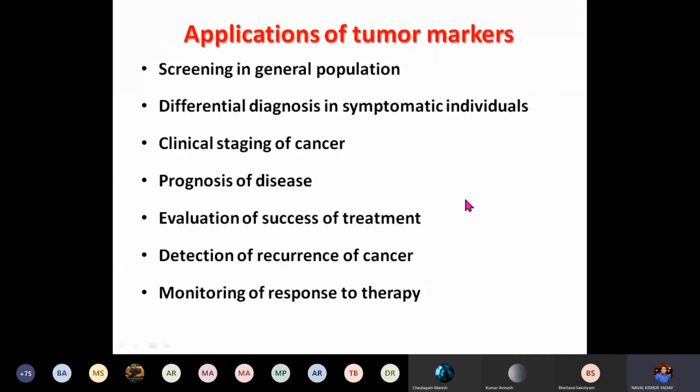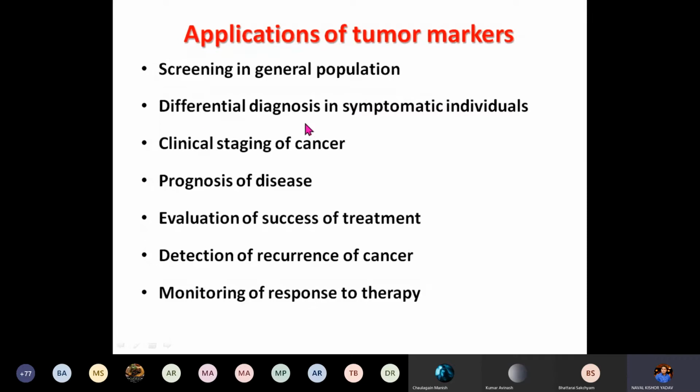So what are the applications of these tumor markers? Why do you have to use them? They are used for screening in the general population, and for study or research purposes, you can use them to know the prevalence of a particular cancer. You can use a tumor marker in the general population for screening of particular cancers, different types of cancer, in the normal population. It can also be used for differential diagnosis in symptomatic individuals, showing the symptoms of cancers.